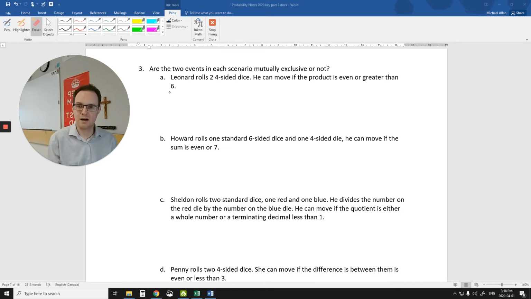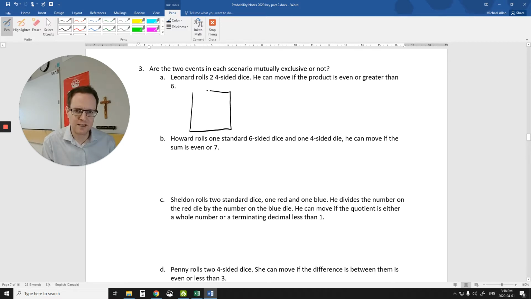All right, so hopefully you paused and tried. So let's go through. Let's see if this first one here is mutually exclusive or not. We've got Leonard, he rolls 2 4-sided dice. I'm going to draw out my sample space here. He wants to move if the product, so that's a times, is even or greater than 6. Okay, so we have 1, 2, 3, 4, and 1, 2, 3, 4. So my sample space is going to look like this. There's 16 numbers in it.